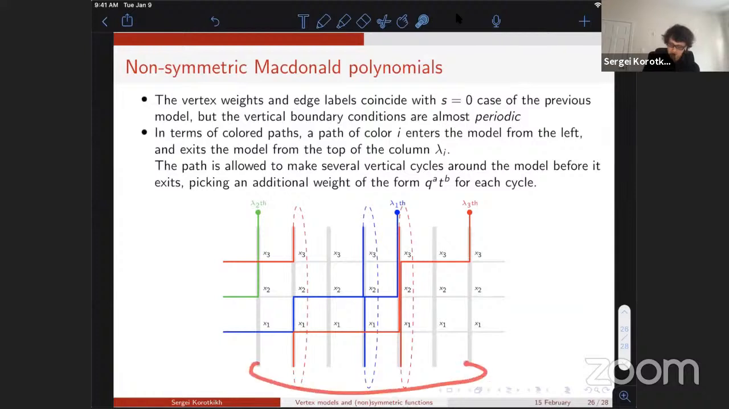Now I have a periodic boundary condition on top and on the bottom. So basically my paths can go up and then return to the model from the bottom in the same column and do several cycles around this cylinder before they reach the column where they should exit, at which point they just stop and do nothing. And with each of these cycles, they will pick up a certain coefficient, q to the power a_t b, depending on the color composition, which is used to encode my Macdonald polynomial. And it turns out that this combinatorial model will recover the non-symmetric Macdonald polynomials.